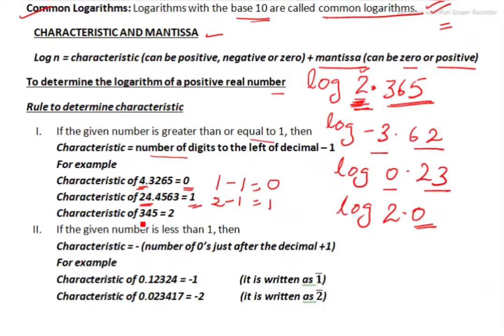Let us take one more. Next is 345. 345 means we have 345.0. So it means we have 3 digits here. So according to the rule, 3 minus 1, which gives us 2. So in the characteristic here I will be writing 2.